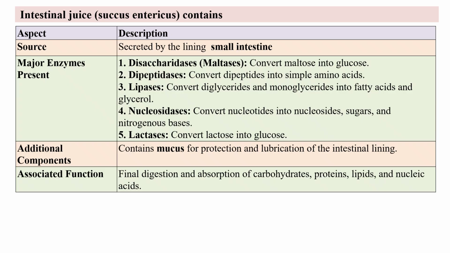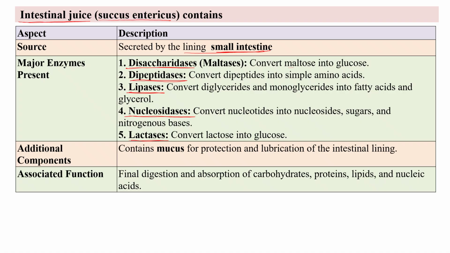So I told you in the previous slide that the small intestine secretes bile juice, pancreatic juice and intestinal juice. So we have discussed the two, and now we come to the third one, that is the intestinal juice, also known as succus entericus. Now the source of this intestinal juice is the lining of the small intestine. Major enzymes present are disaccharidases, dipeptidases, lipases, nucleosidases, lactases.